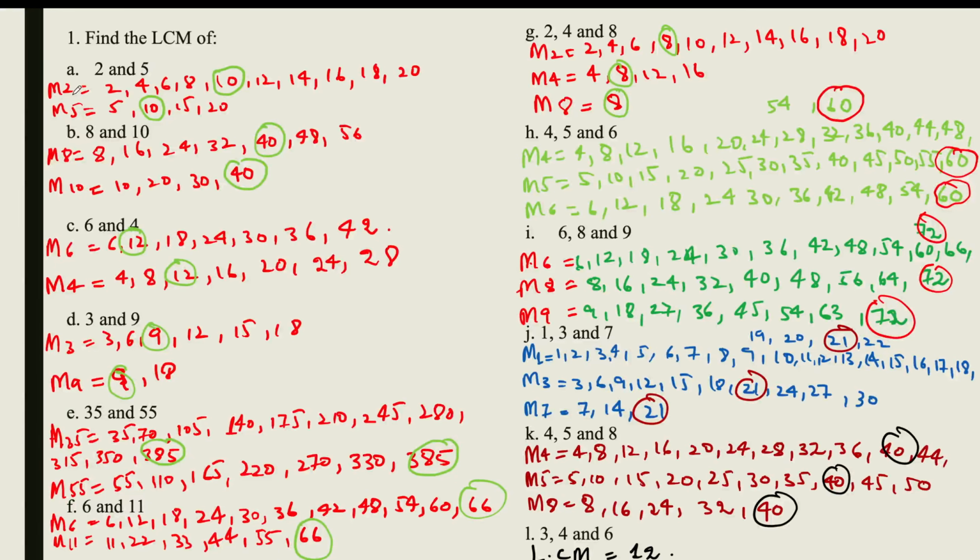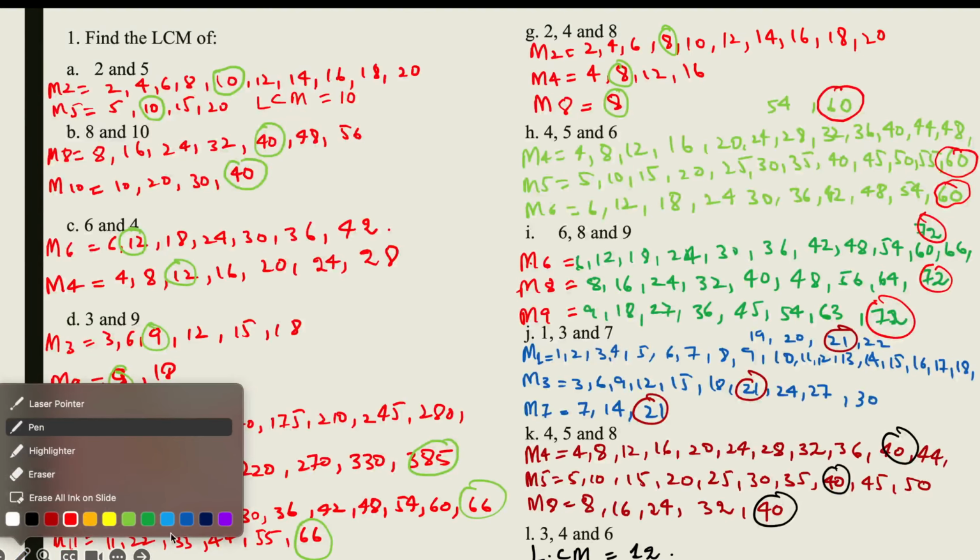So we express the multiples of 2. It is 2, 4, 6, 8, 10, 12, 14, 16, 18, and 20. And then the multiples of 5 are 5, 10, 15, 20, and so on. Now in the tables that we see, the lowest common multiple for these two numbers is 10. So the LCM here is 10.